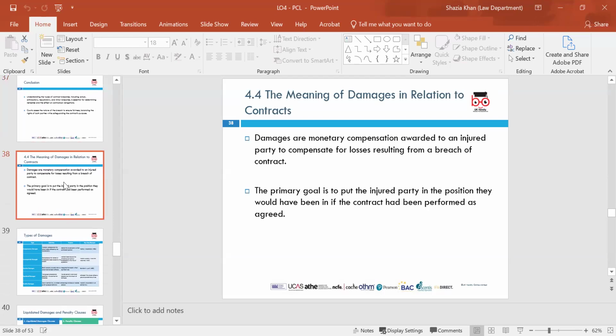4.4, the meaning of damages in relation to contracts. In the context of contracts, damages refers to monetary compensation awarded by a court to a party who has suffered a loss due to the breach of the contract, aiming to put the injured party back in the position they would have been in if the contract had been fulfilled properly. Essentially, it's a financial remedy for a broken contract designed to compensate for the actual losses incurred by the non-breaching party.